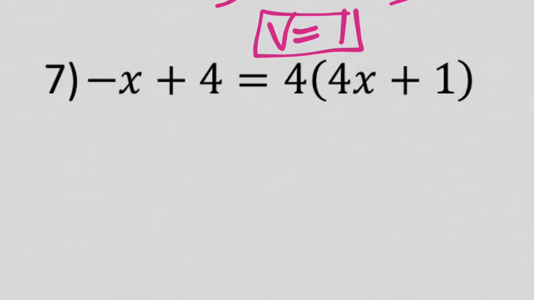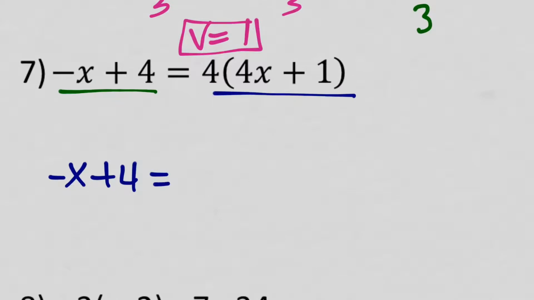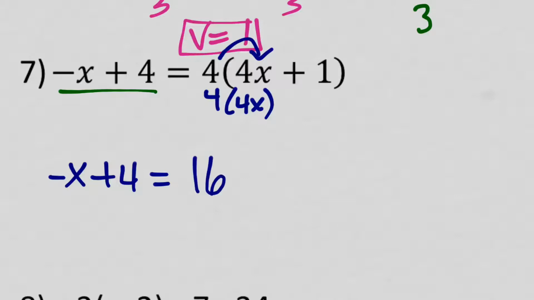Number 7. I can't combine like terms on the left side because these don't both have an x. So I'm going to write him down here. I can't do anything with him yet. But on the right side, you're going to notice that you can use distributive property. So I'm going to go ahead and multiply. So 4 times 4x is equal to 16x, because 4 times 4 is 16. Rewrite the x. Then 4 again times 1 positive is positive 4.